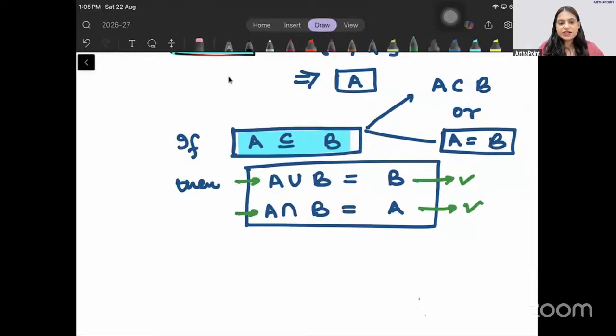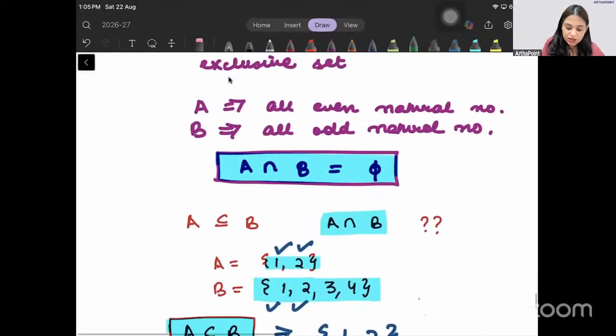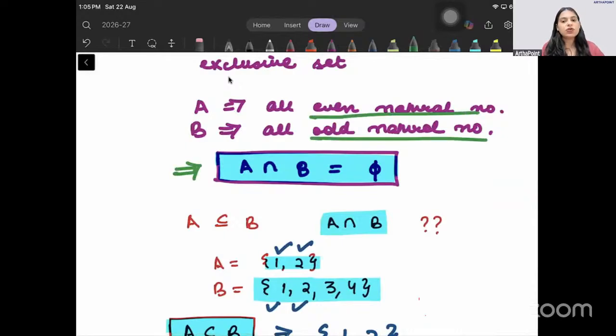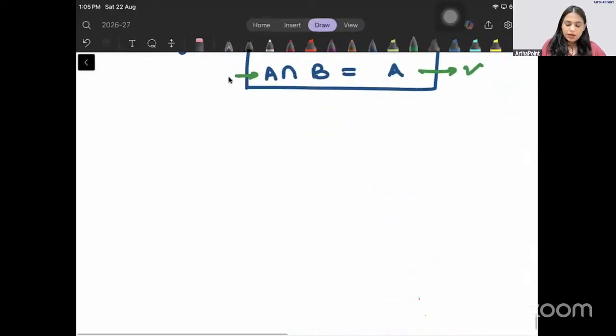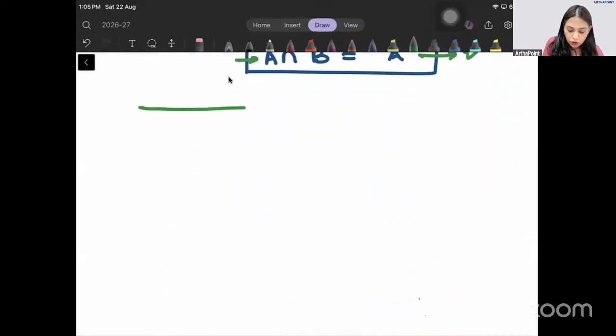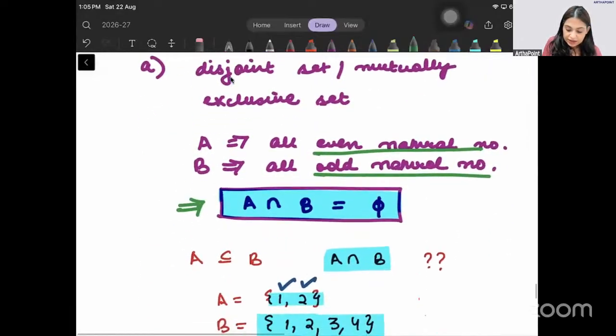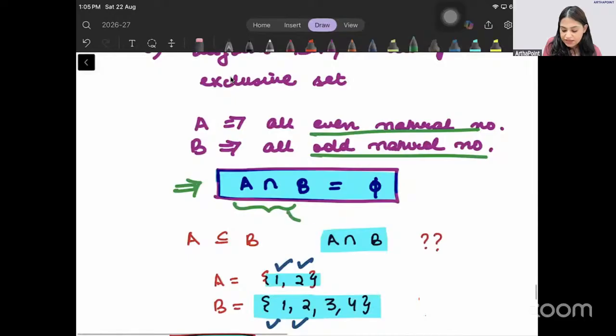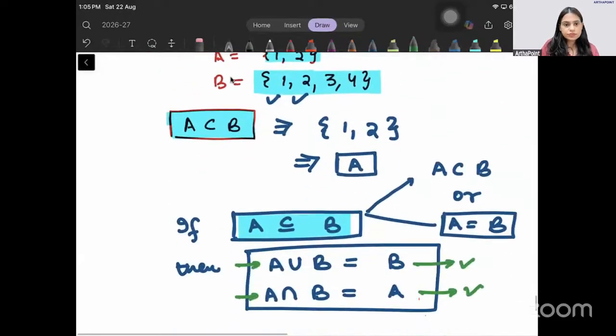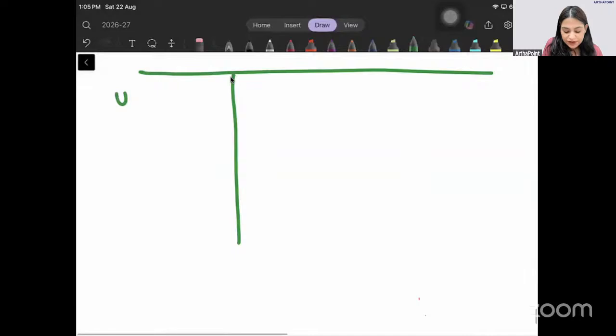Okay. Disjoint set. A disjoint set is any set which has nothing in common. For example, even numbers and odd numbers have nothing in common, so they are called disjoint sets. Any sets which have nothing in common are disjoint sets. Now again we will write a table of all the operations. So for disjoint sets, can we call the intersection a null set? We can say that because there is nothing in common, the answer is a null set. Clear?